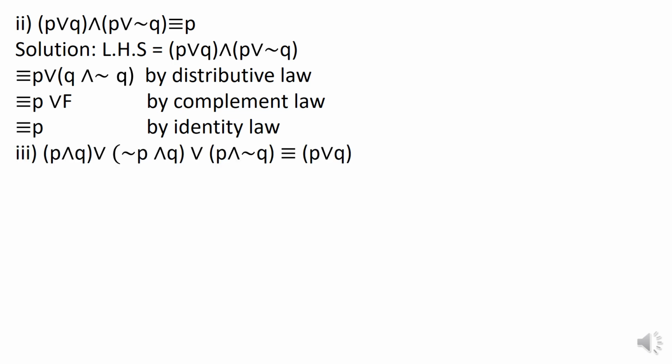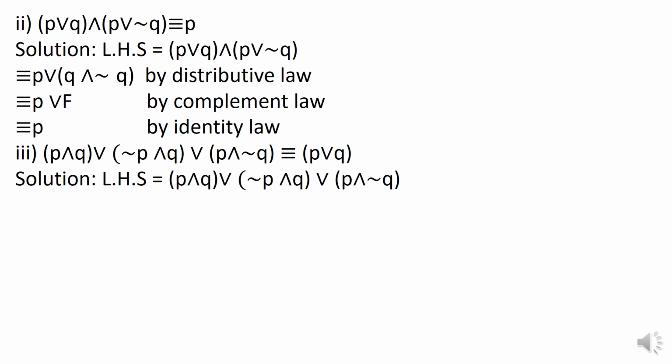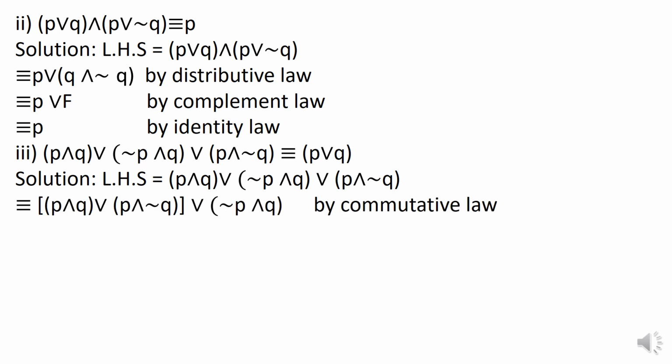The third sum: (P and Q) or (not P and Q) or (P and not Q). You have to prove that it is the same as P or Q. So we take the LHS. Now what we do is that by commutative law, we bring P and not Q, the last bracket, to the second place, as you must be observing now. So we get (P and Q) or (P and not Q). This becomes a group, or (not P and Q) as a separate bracket we write.